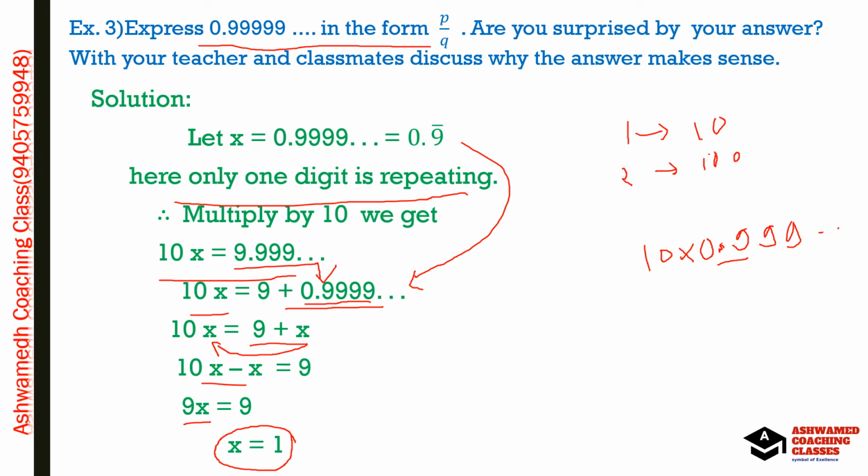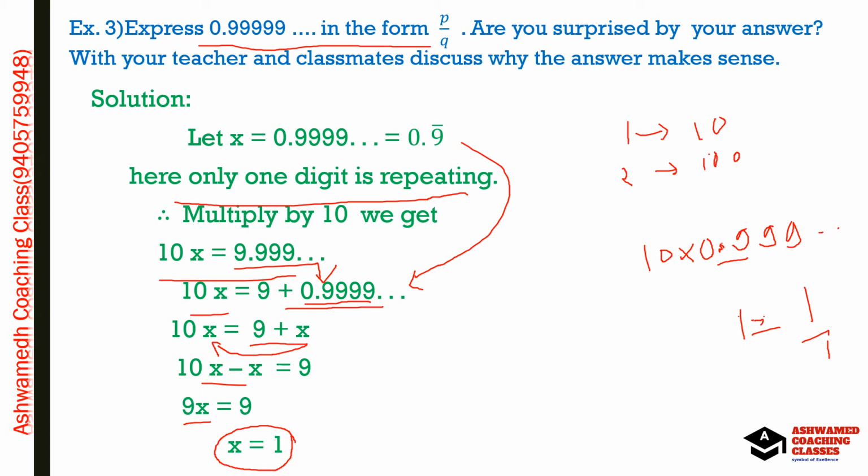So x is a rational number, obviously, we can write 1 in the form of P upon Q. Here 1 can be written as 1 upon 1, which is in the form of P upon Q, where P is 1 and Q is 1. So see, x is 0.999 and x is also 1. How is it?